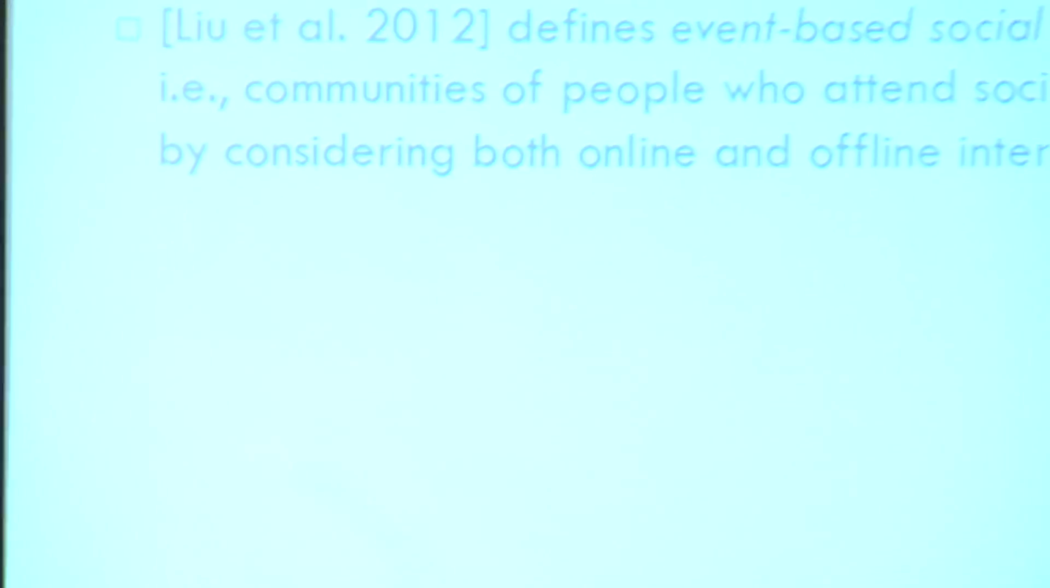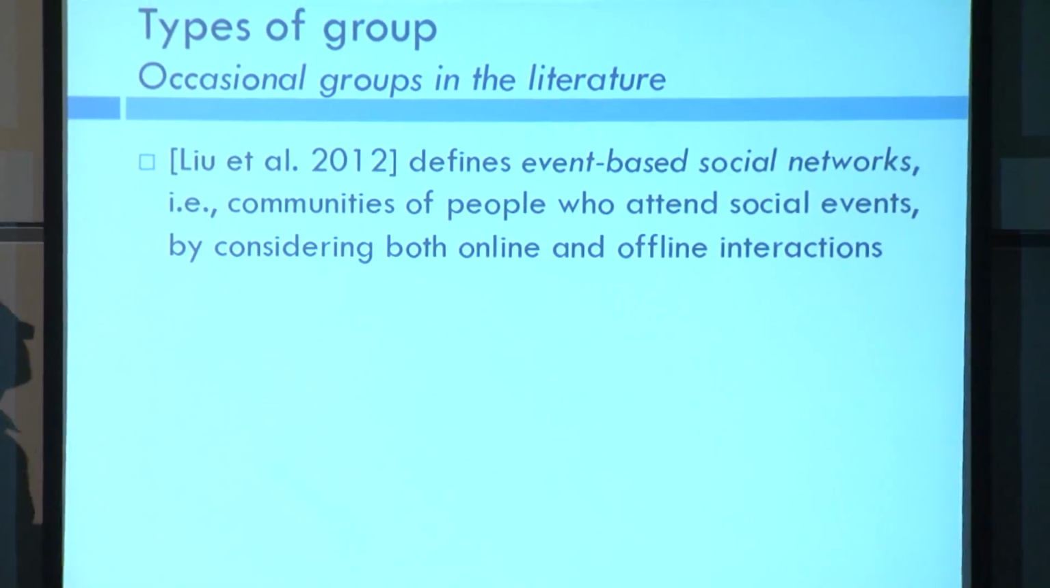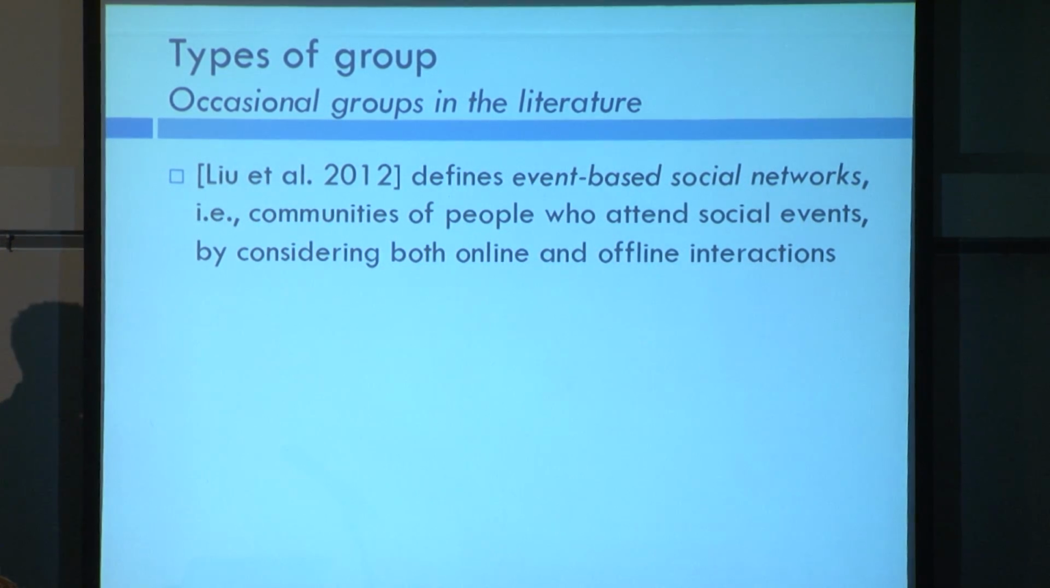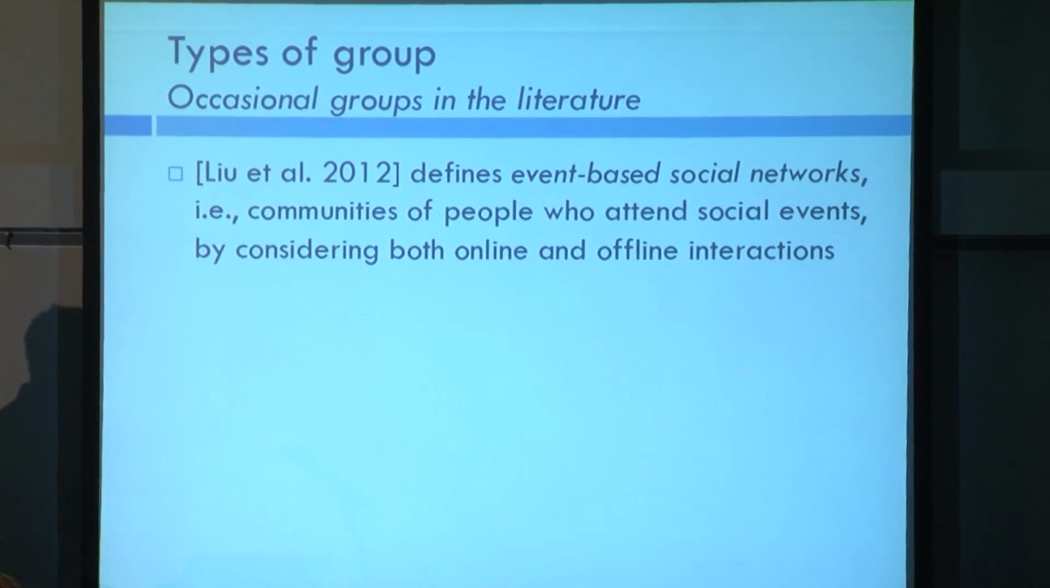Or another approach, which is more recent, but also quite good and received quite a lot of attention in the literature, is this paper by Liu et al. from 2011, which defined event-based social networks, in which we have communities of people who attend social events, and the system considers both the fact that the users have online and offline interactions.